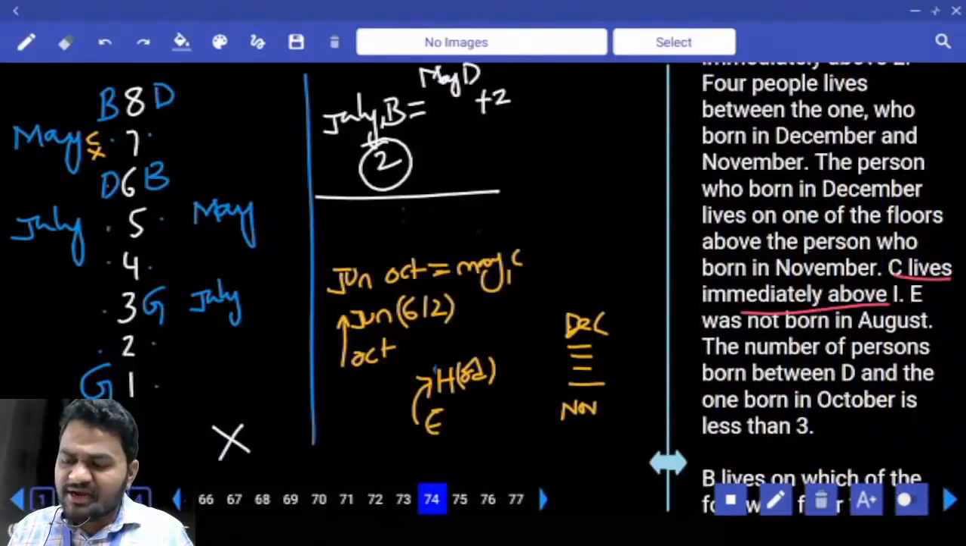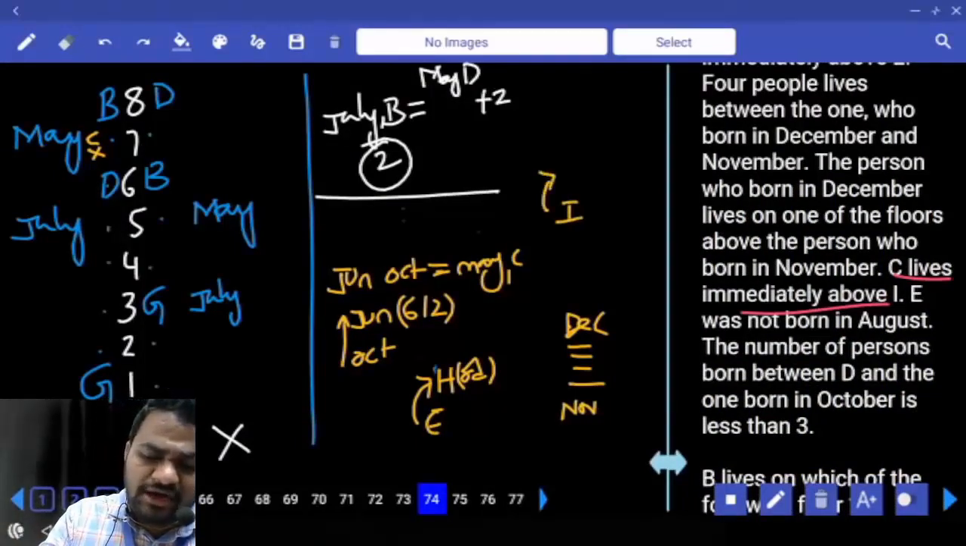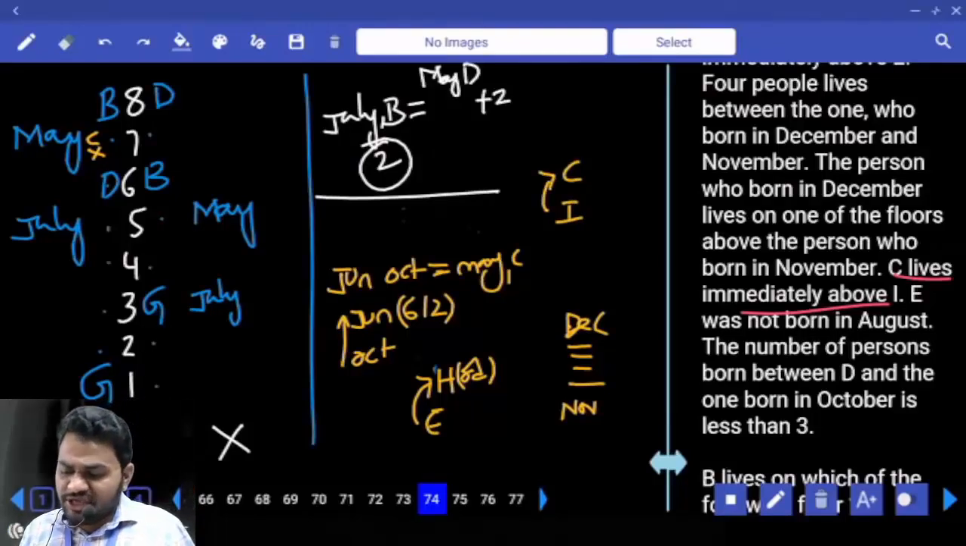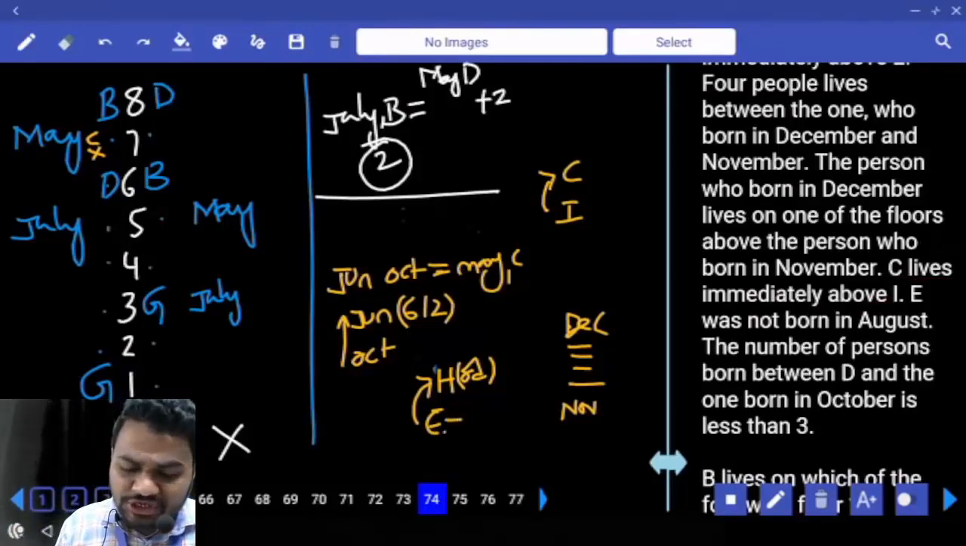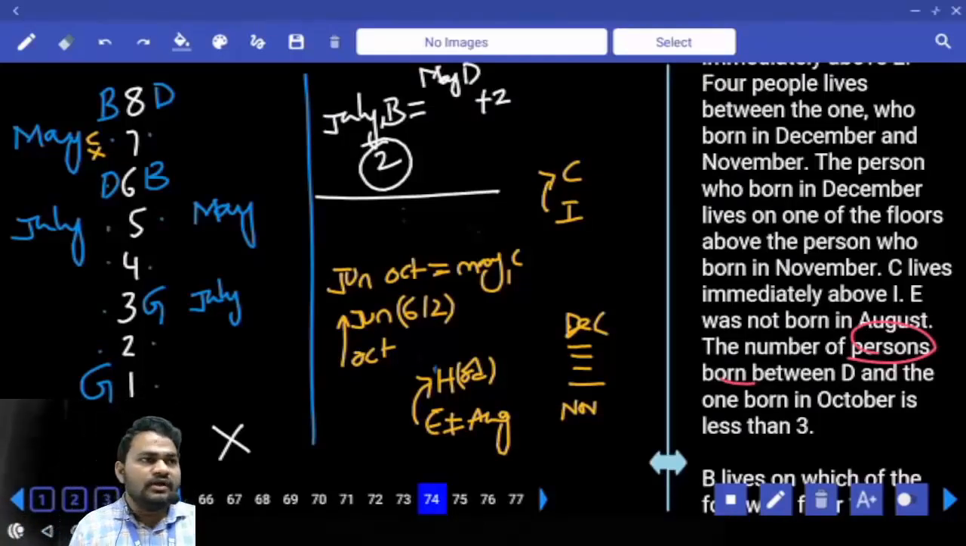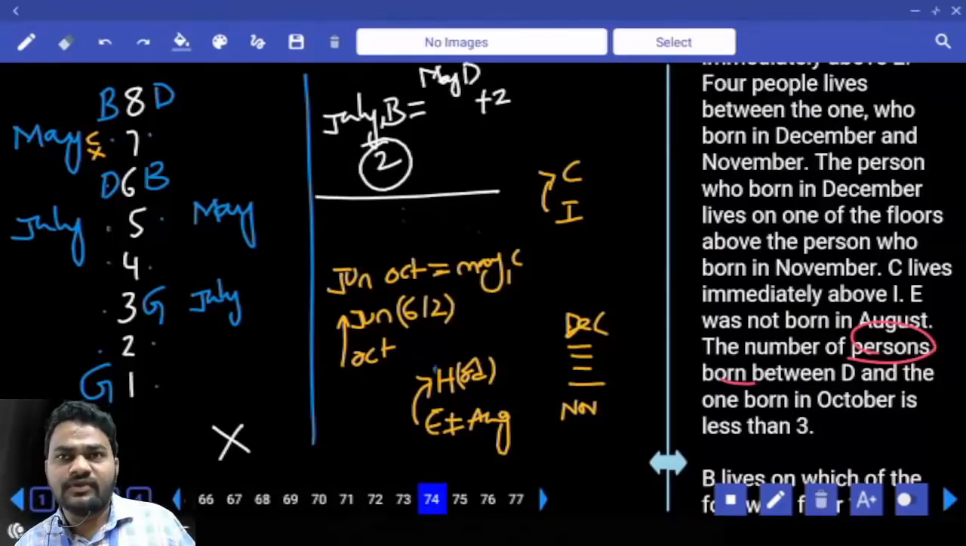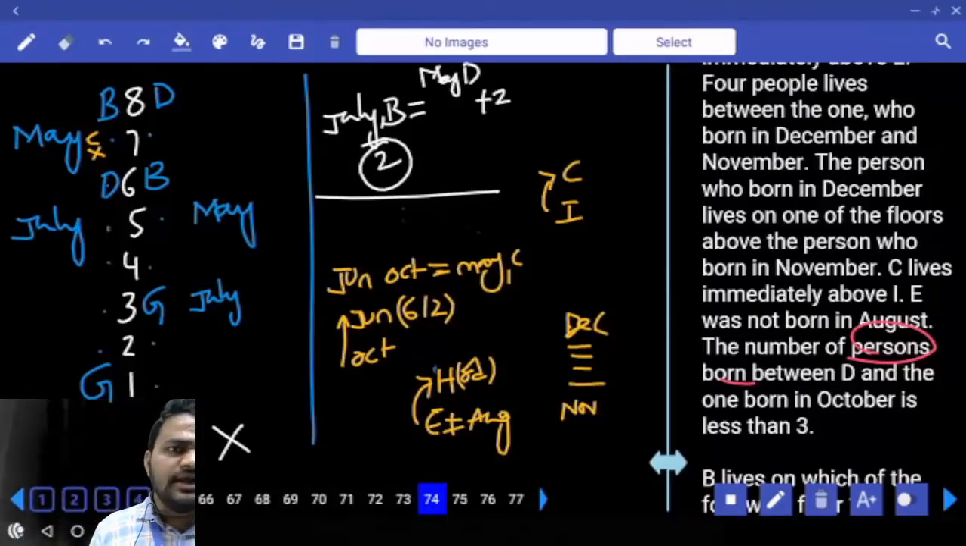And the next condition here, C lives immediately above I. So wherever I is, immediately above I, C is required. E was not born in August. Next, number of persons born between D and October is less than 3.